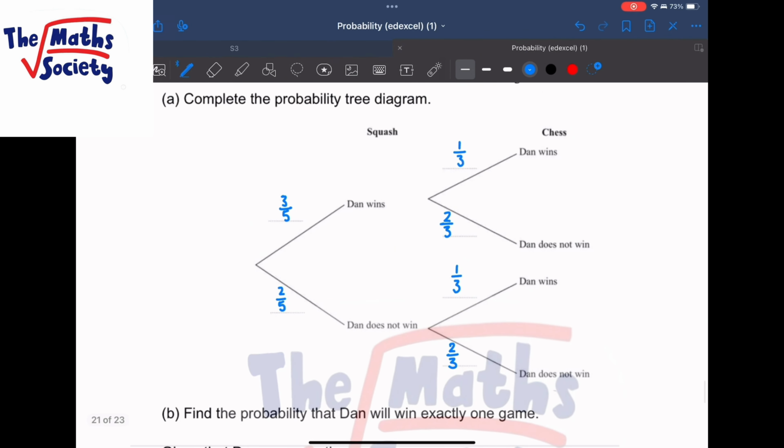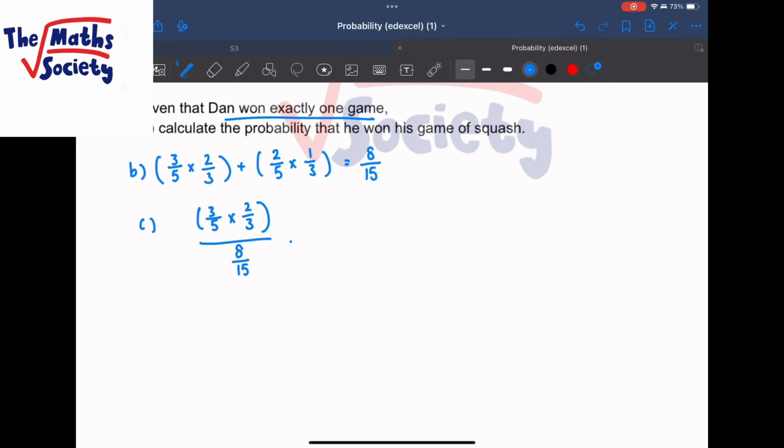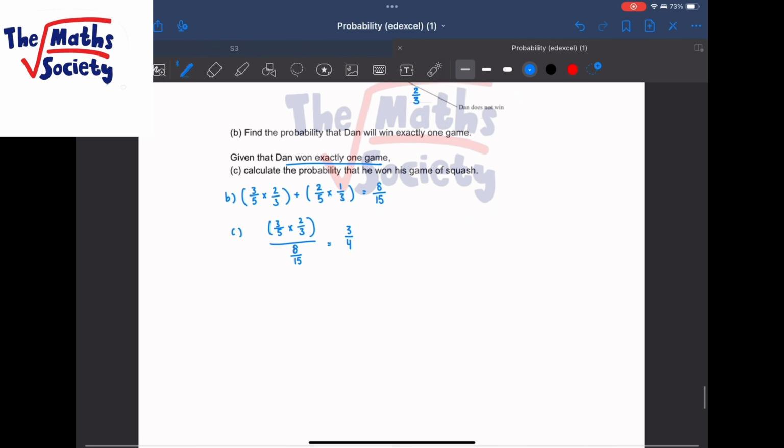And 2 by 5 multiply 1 by 3, so that equals 8 by 15. See? Given that Dan won exactly 1 game, very important, he won his game of squash. So we just need to know that he wins squash, right? So 3 by 5 multiply 2 by 3. And the total would be 8 by 15 divided by 15. That equals 3 by 4. That's why he wins only the game of squash.